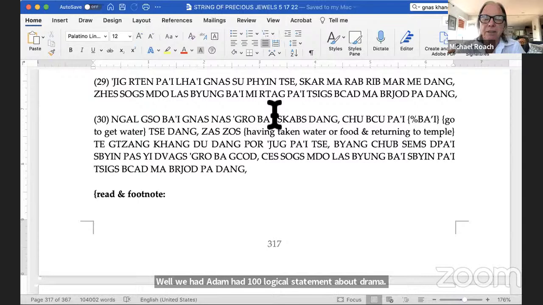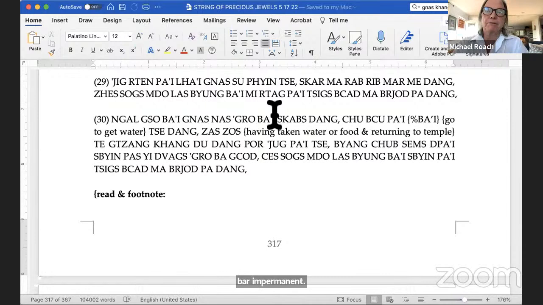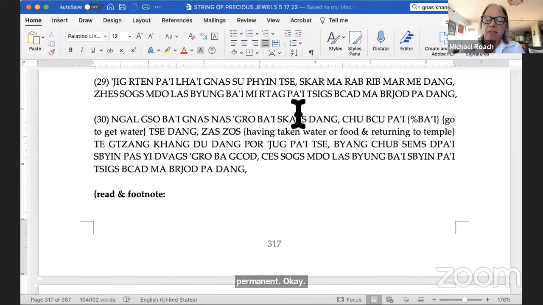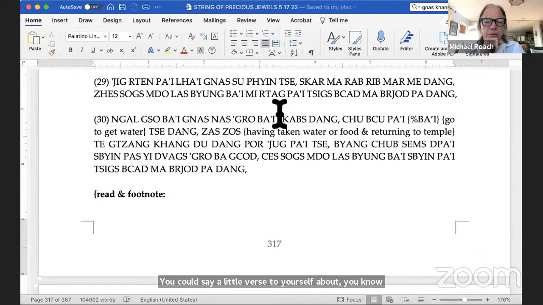So mitakpa means changing or impermanent, okay? So that verse from the Diamond Cutter Sutra has two purposes: to remind yourself of emptiness and to remind yourself of impermanence. For example, a star or a candle, which is mentioned here, those are examples of impermanence. If you go somewhere and people are wasting their time, you could say a little verse to yourself that you don't have much time in your life, and then you will remember not to waste your time. So that's like a don't-waste-my-time reminder verse, okay?